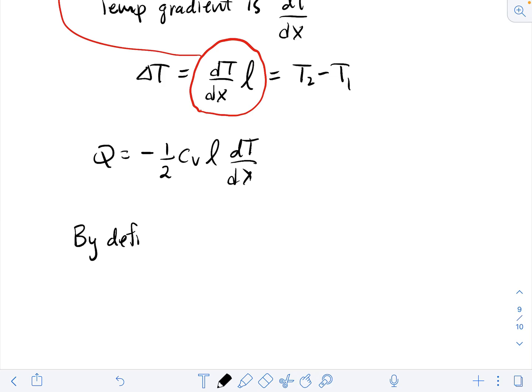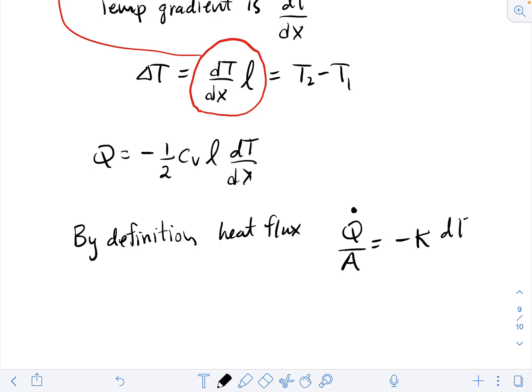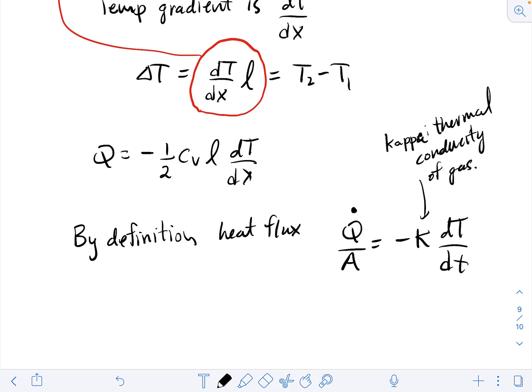And so we're close then to being able to write down an expression for the thermal conductivity of our gas, because by definition, the heat flux, the energy change per unit time per unit area, is going to be minus kappa, the thermal conductivity, times the temperature gradient. And so this is kappa, and it's the thermal conductivity of our gas.